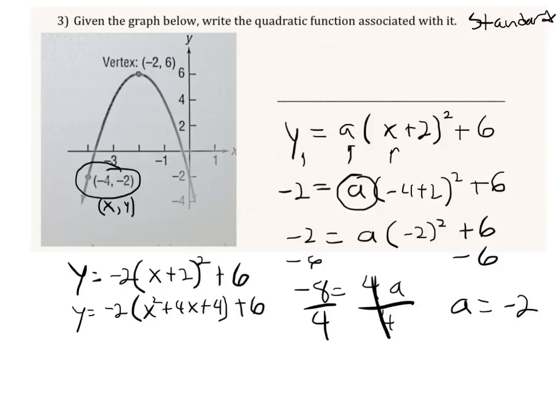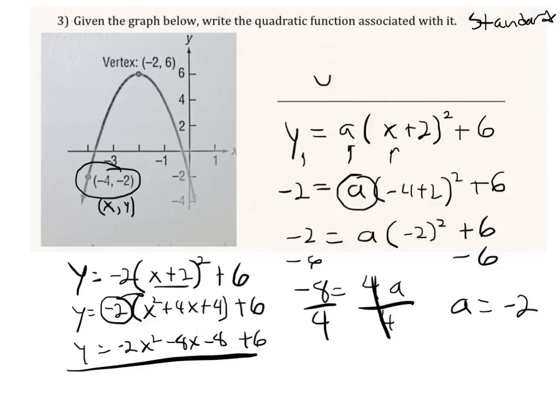Never square x and 2 and call it a day. You always need to FOIL when you have a binomial squared like you do here. Okay. Then we distribute our negative 2 in everywhere, so we get y equals negative 2x squared minus 8x minus 8 plus 6. And then this needs to be simplified to y equals negative 2x squared minus 8x minus 2. And there you have your function.